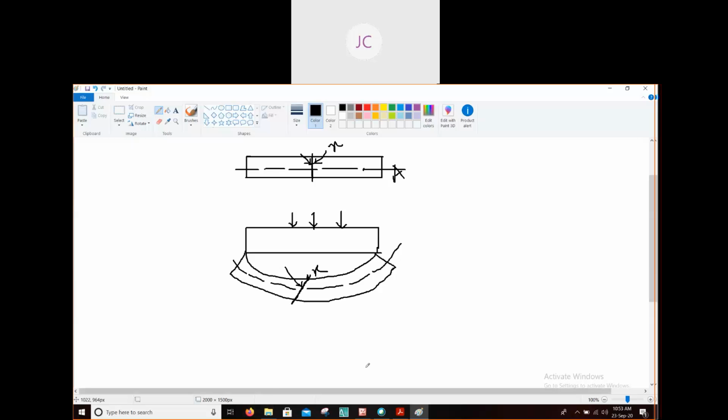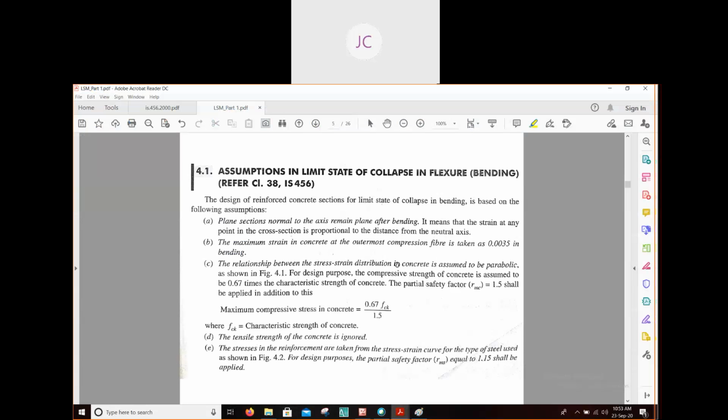Okay, so now let us go to the next one. All of you see the IS code. I am explaining this from the PDF.